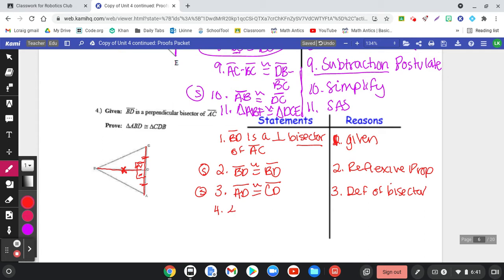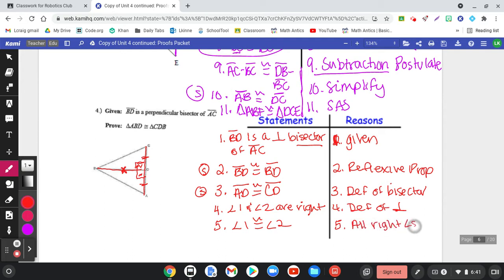So the first thing we need to say is angle 1 and angle 2 are right. And that's by the definition of perpendicular. So that's the other part of that given. And now we can say that angle 1 and angle 2 are congruent because right angles are congruent. And now you have, now again, don't go by this. It spells a bad word, ASS or SSA, backwards. Go by your picture. It's important to mark it. So it's going to be side, angle, side.